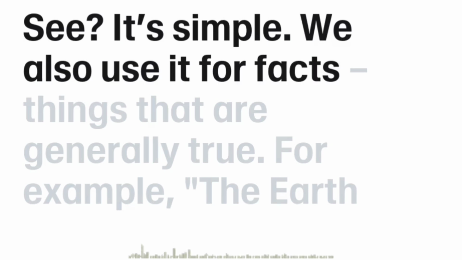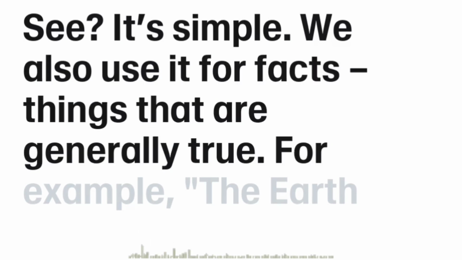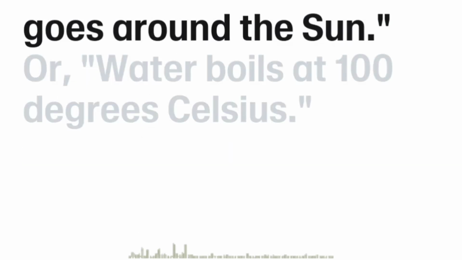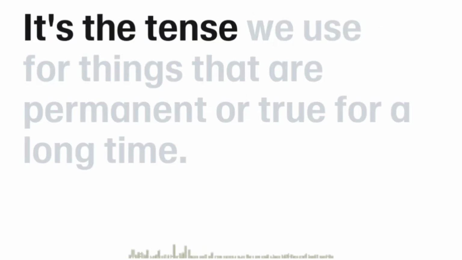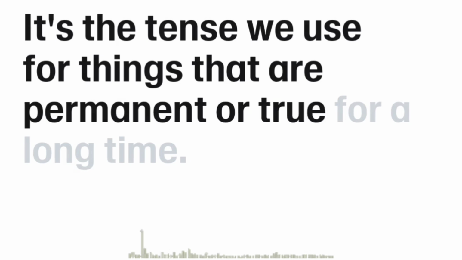We also use it for facts, things that are generally true. For example, the Earth goes around the sun, or water boils at 100 degrees Celsius. It's the tense we use for things that are permanent or true for a long time.